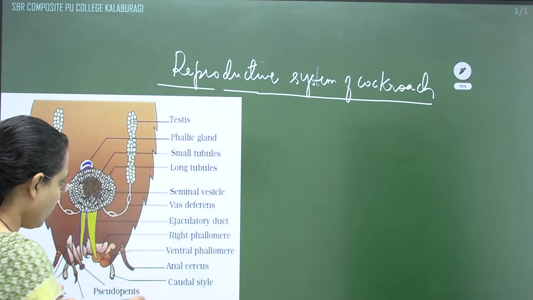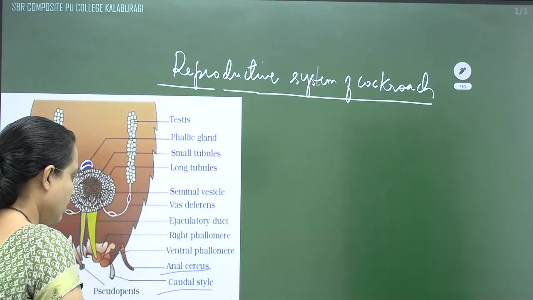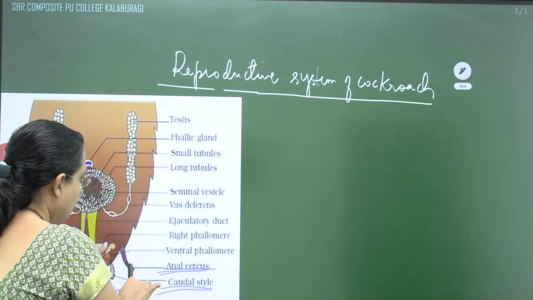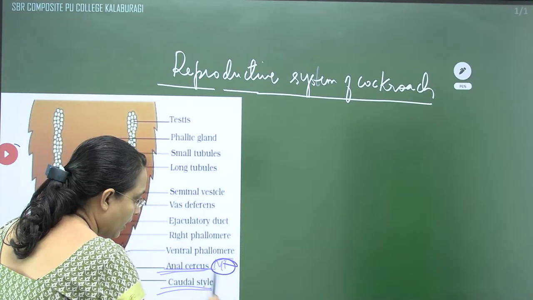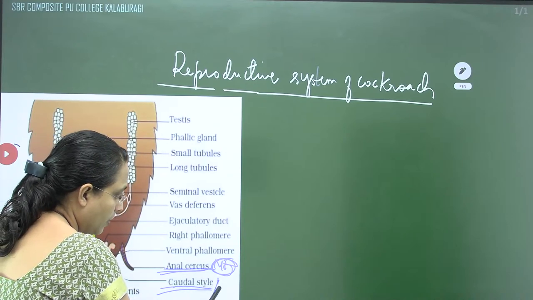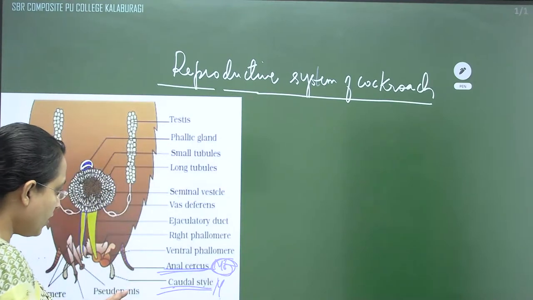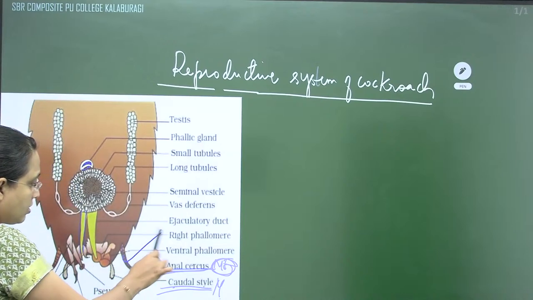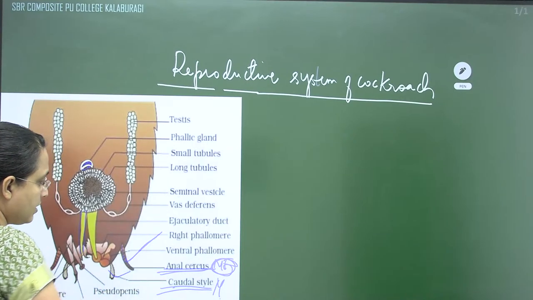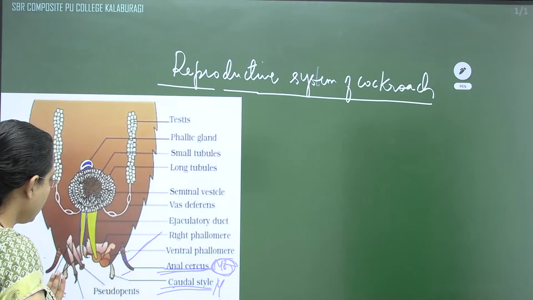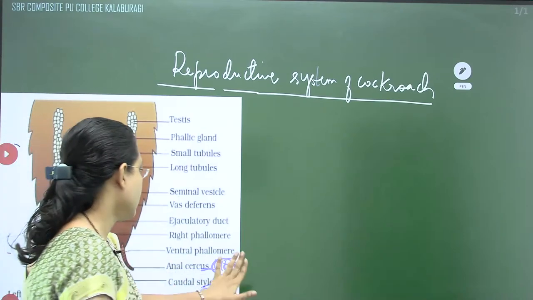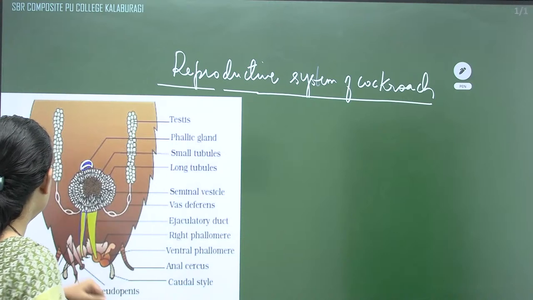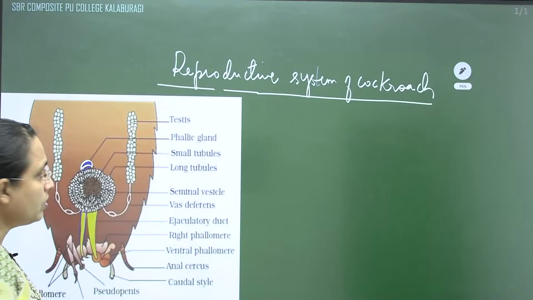Apart from this, what you can see is the anal style, and another is the anal cerci. Anal cerci are present in both male as well as female, whereas the anal style is only present in the male, because of which you can differentiate whether it is male or female. Since this diagram is a male reproductive system, it should show both structures, anal style as well as anal cerci. Whereas in the female, the style is going to be absent. Understand? Got it? So this was about the male reproductive system.